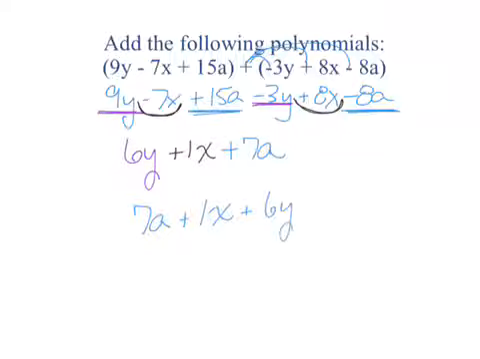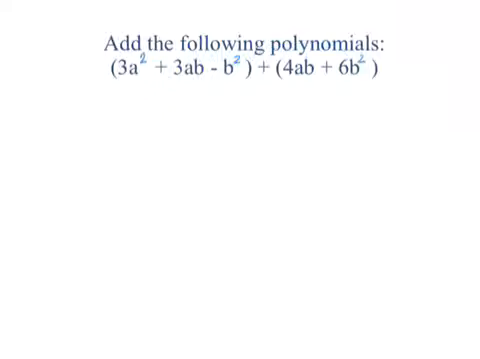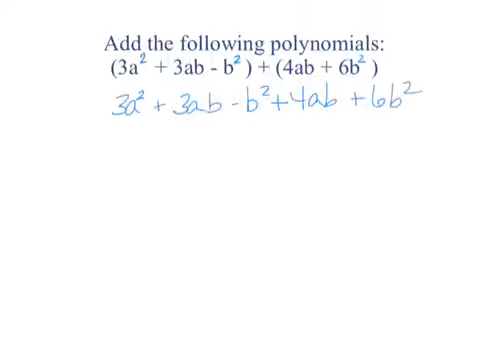A couple things to note. The sign always follows the term that comes after it. So as we move forward, don't forget that. And let's add this trinomial to this binomial. So we have 3a squared plus 3ab minus b squared plus a positive 4ab plus a positive 6b squared.